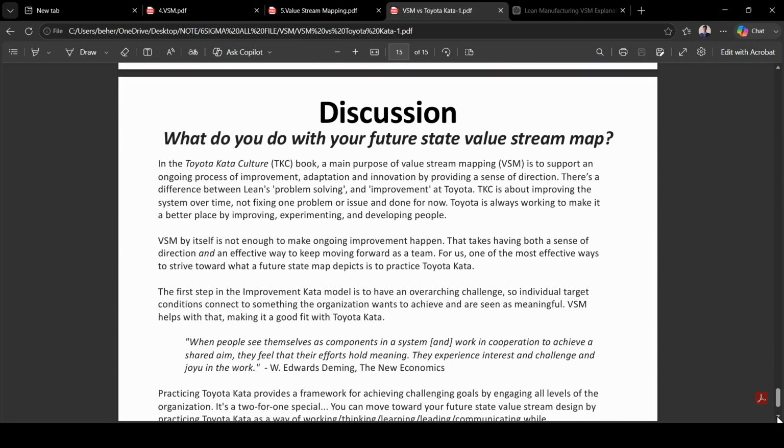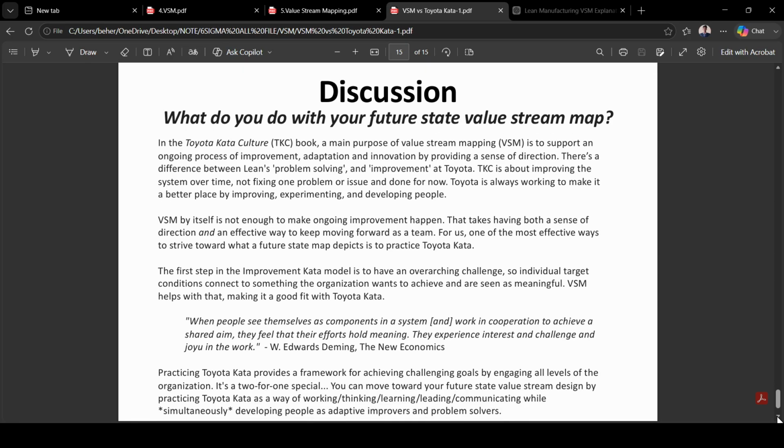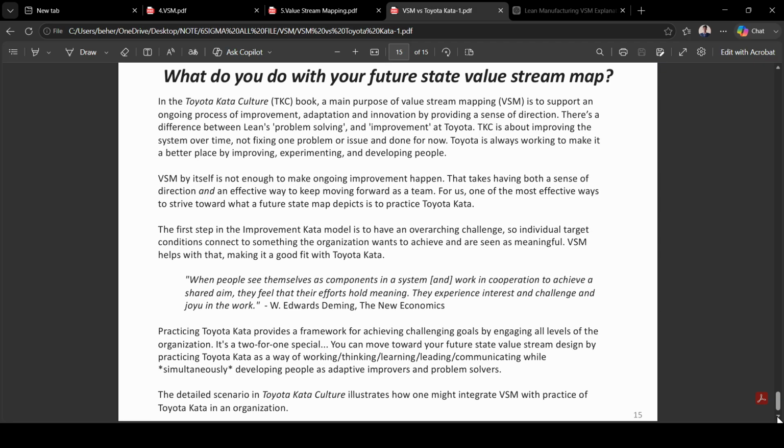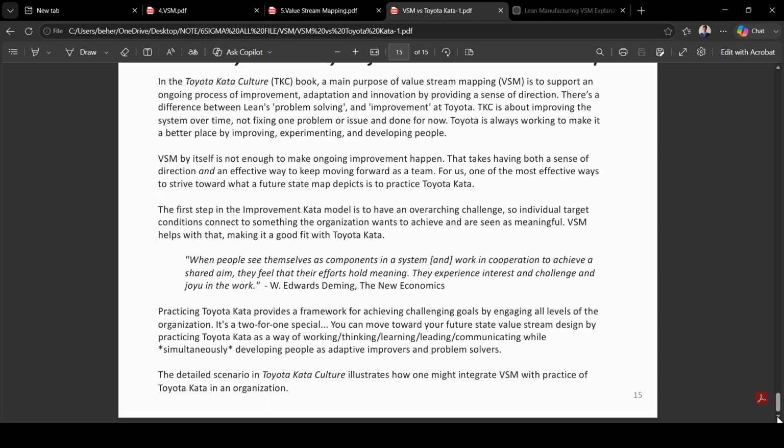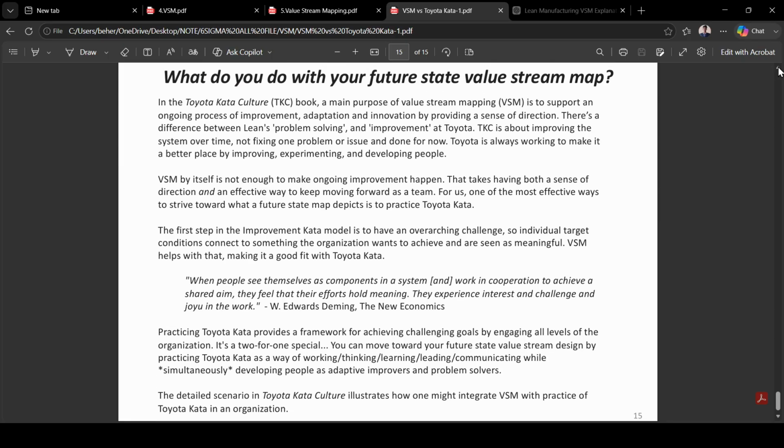Discussion: what do you do with your future state value stream map? So this is the full summary of the Toyota Kata. Then you can understand what we do with the future state and what will happen in the current state. Then everything will be explained clearly. And I think this is going to end the video.